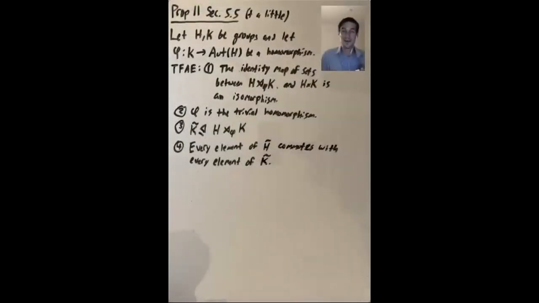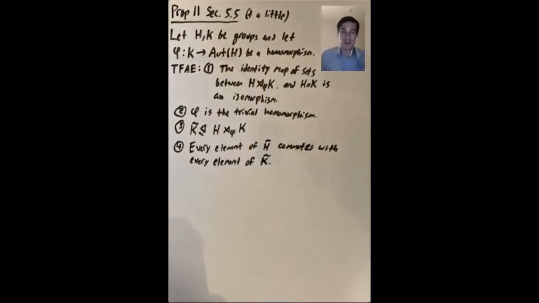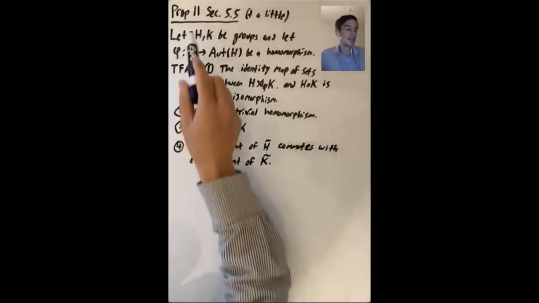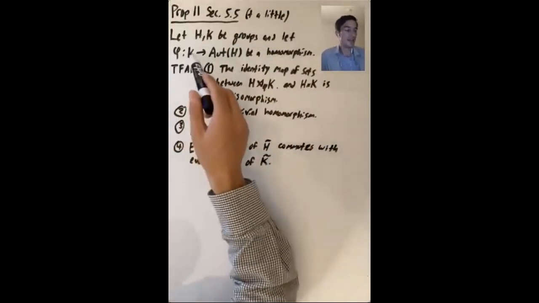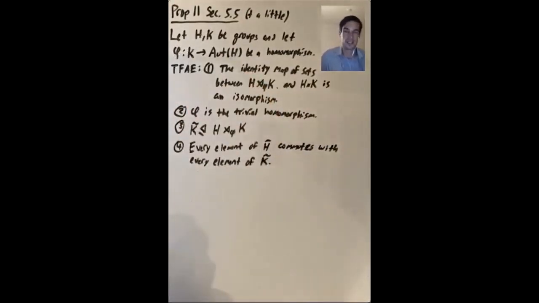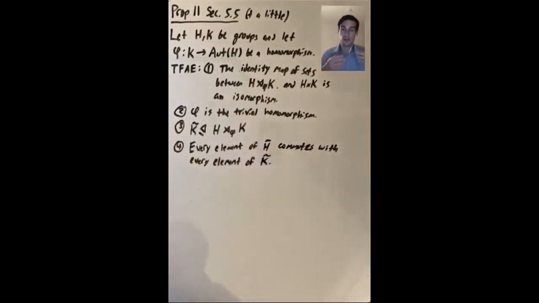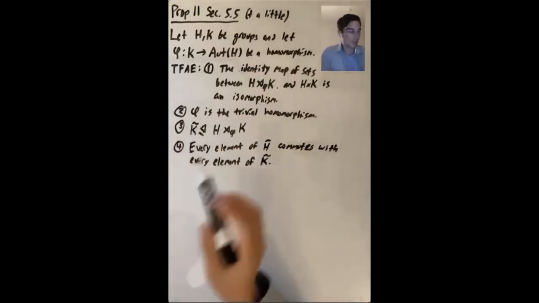Let's review what we've shown in this video so far. This is basically proposition 11 in section 5.5 of Dummit and Foote, plus I've added one extra equivalent statement that comes from Conrad's notes on semidirect products. So let's let H and K be groups and let phi be a homomorphism from K to the automorphism group of H. The following are equivalent. So these are going to be 4 statements. Each one is equivalent to every other one.